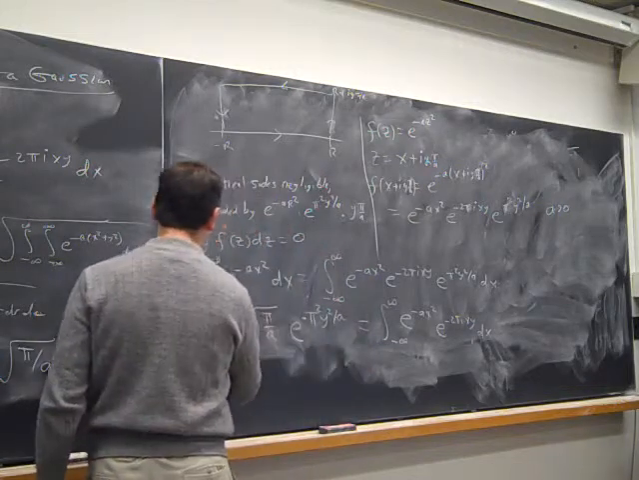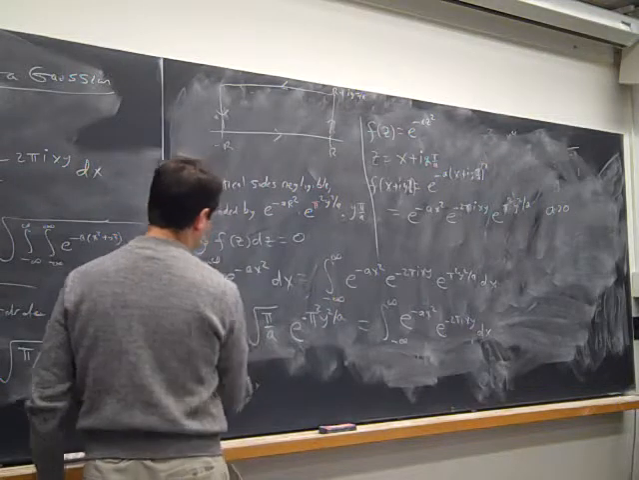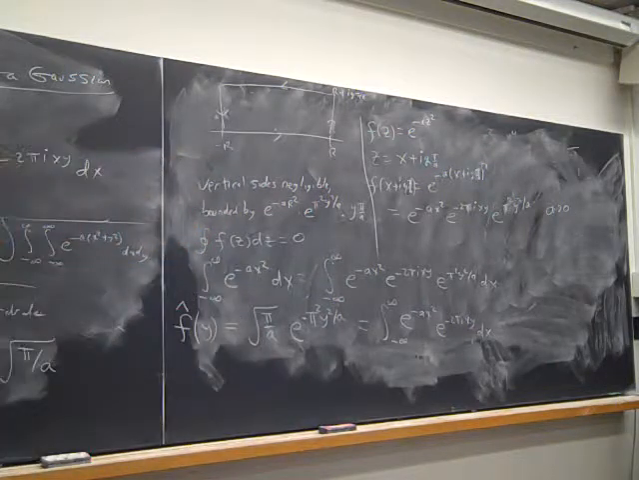So we get f hat of y is square root of pi over a, some normalization factor, e to the minus pi squared y squared over a.